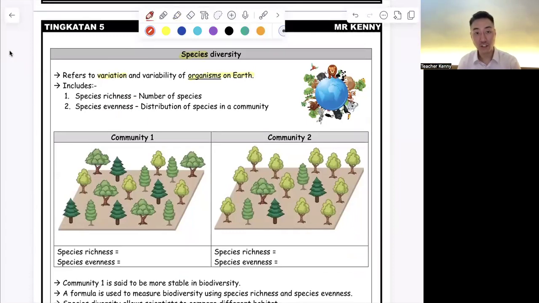Sorry, let me rewind. Species richness is the number of species, not the number of animals. Number of species means how many different cats you have. Let's say in this country we have only one type of cat. Number of species, 1. But in another country, you have 5 different species of the same cat. We say you have 5. Number 2, distribution, is how many of the cats you have, how many of the different species that you have.